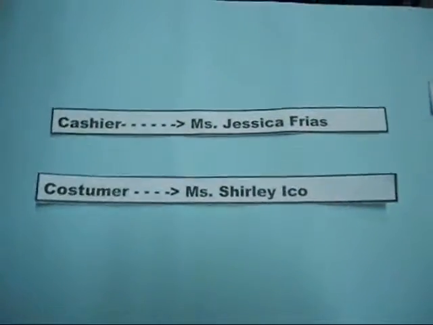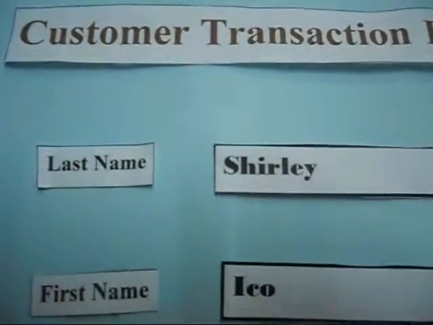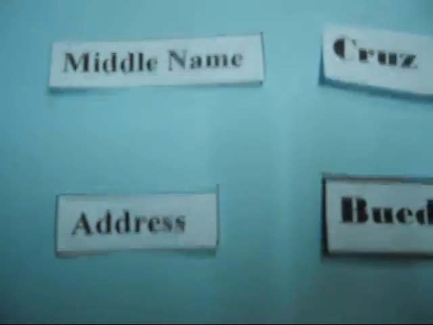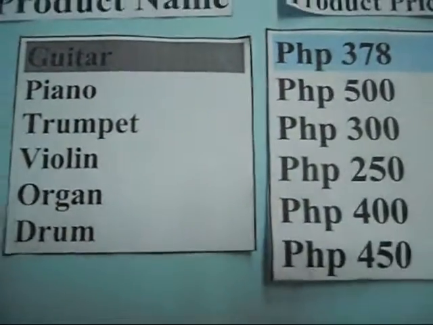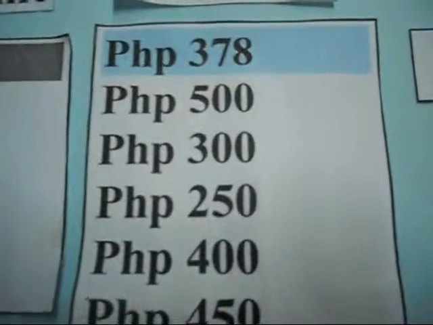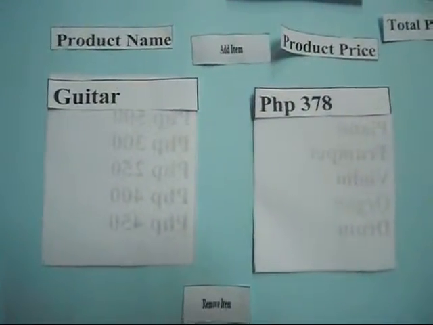Miss Frias already has a customer. It is Miss Sherly Ico. So the cashier, Miss Frias, would enter the details about Miss Sherly Ico by entering her last name, first name, middle name, and address. Miss Sherly Ico bought a guitar, so we select the guitar. The price of the product would automatically appear, costing 378 pesos, and the quantity is 1, so we type 1. We click add items. As we add, it appears in our product name list box, product price list box, and the quantity.